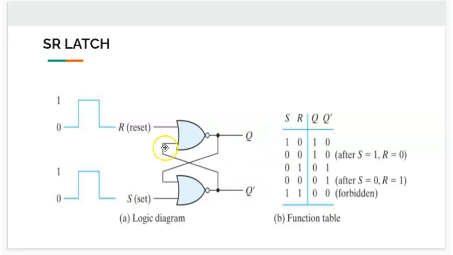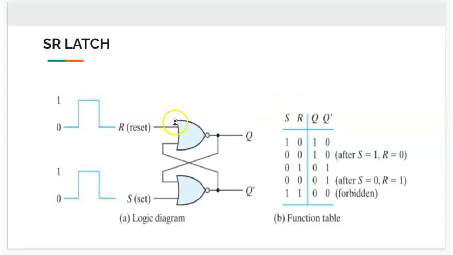Now let's say you wish to change it, to reset the latch. You apply a high signal to R, and the S signal will, as always, remain at 0. Now R is 1, so irrespective of whether Q dash is 0 or 1, the output of this NOR gate will be 0. So Q will become 0, and immediately Q dash will become 1, simultaneously. So you have successfully stored the bit 0 in this circuit.